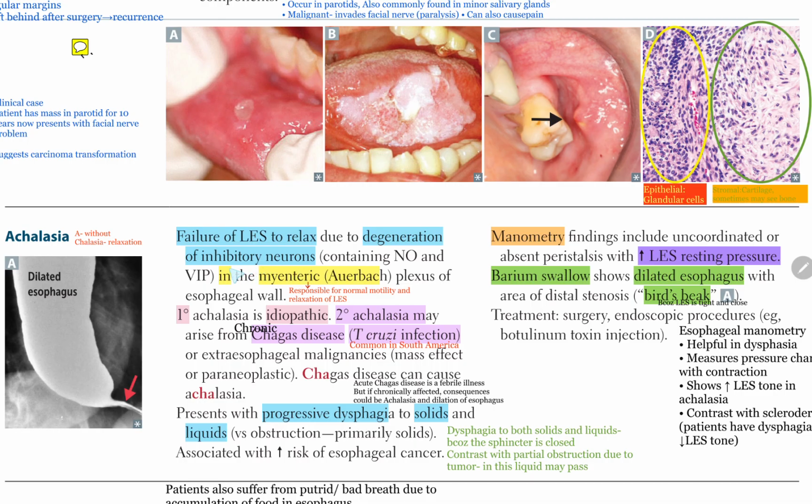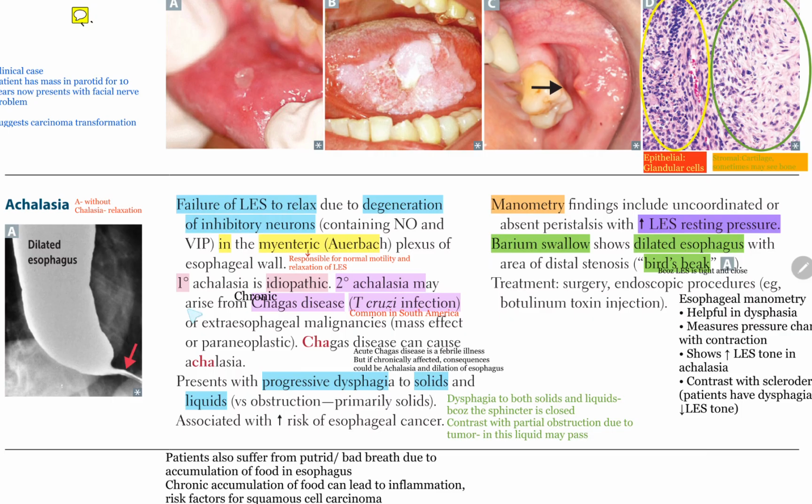Why? Due to degeneration of the inhibitory hormones. Inhibitory hormones usually force the LES to relax. Which inhibitory hormones? Nitric oxide and VIP, vasoactive intestinal peptide, which are situated in the myenteric or Auerbach plexus of the esophageal wall. The myenteric plexus is responsible for the normal motility and relaxation of the LES. In degeneration of these inhibitory hormones, there is a failure of the LES to relax.